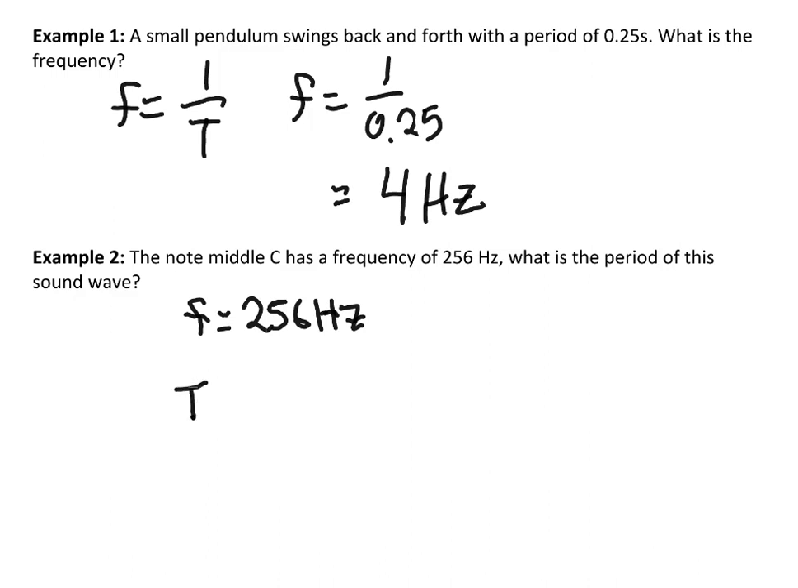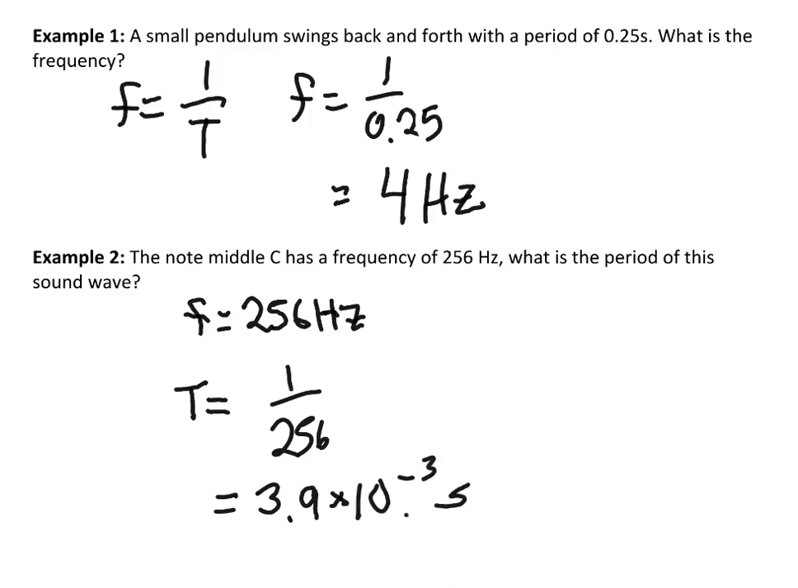So what is the period of just one oscillation? Well, that would be 1 divided by 256, which is 3.9 times 10 to the negative 3 seconds. So in that very short amount of time, the air molecules will oscillate back and forth.